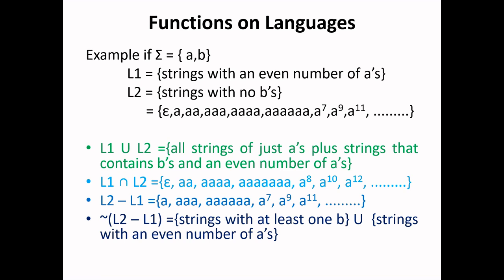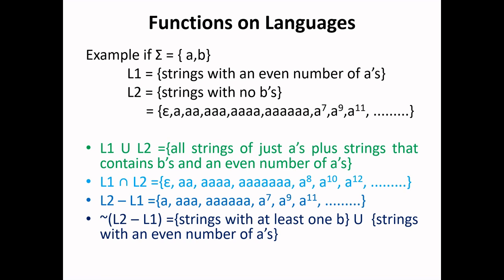On applying intersection to L1 and L2, L1 contains even A's, L2 contains all A's. The intersection of these contains an even number of A's. L2 minus L1: L2 contains all A's minus L1, which contains even A's. Then the possible strings in this language will be an odd number of A's.